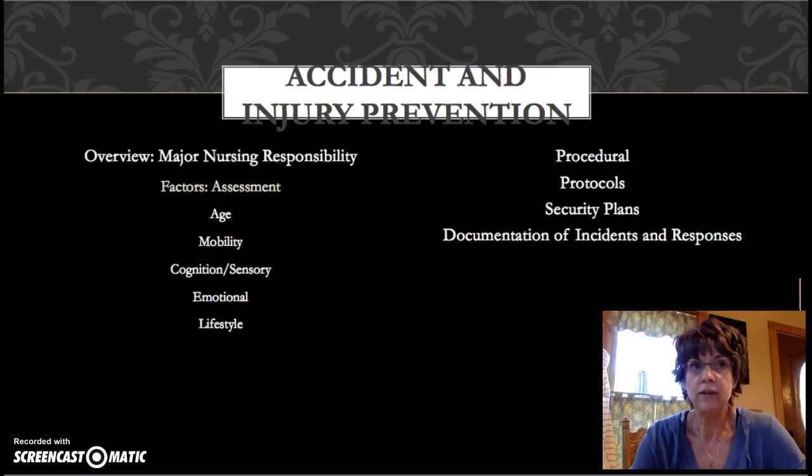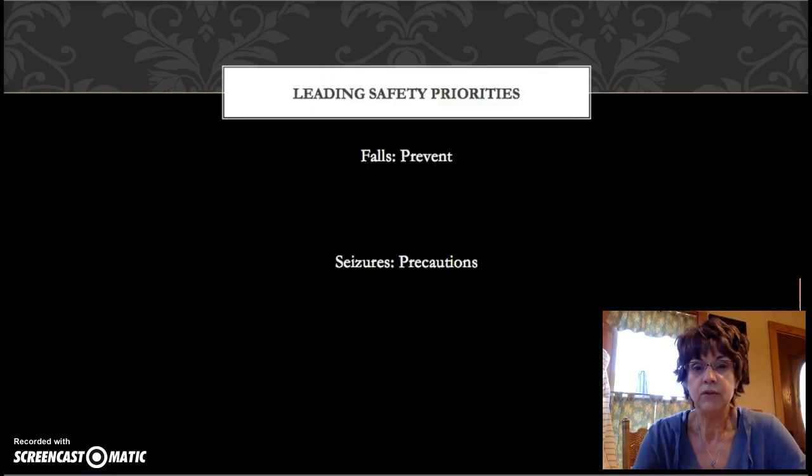What are the safety guidelines for where you are working as far as bed alarms and how often you turn and check patients? Injuries also have to do with not turning and patients getting decubitus. Those are also our injury prevention measures. Protocols for responding to dangerous situations: a perpetrator in the unit or in the hospital, knowing security plans, and how you document and understand incident reports. So the first thing we're going to look at is falls.